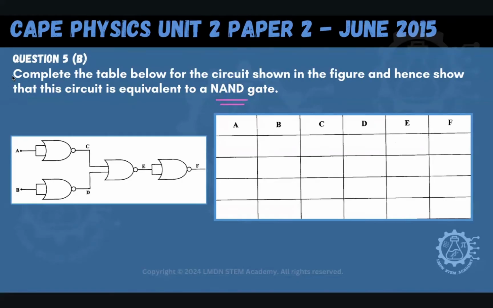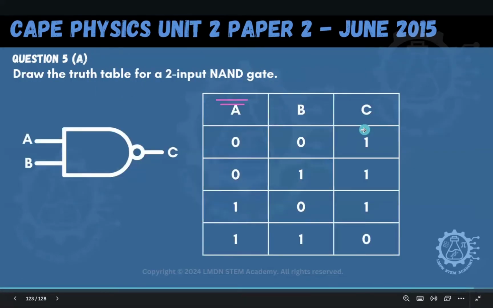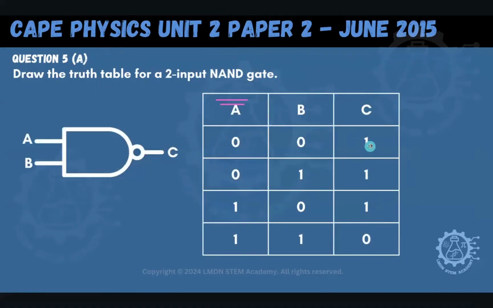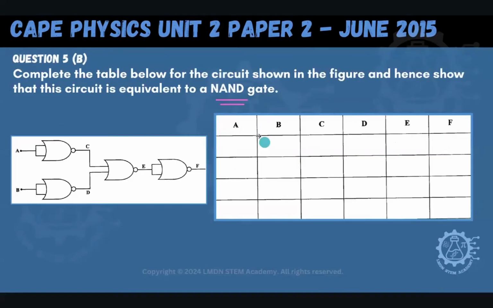We had the truth table for a NAND gate earlier, so let's go back and look at that real quick. This is what we're expecting for our final output: 1, 1, 1, 0. So let's fill out this truth table, and hopefully our F is equivalent to our C from the previous question.